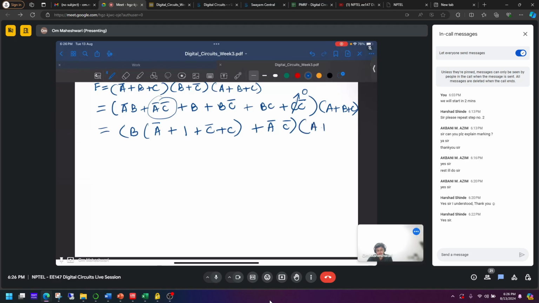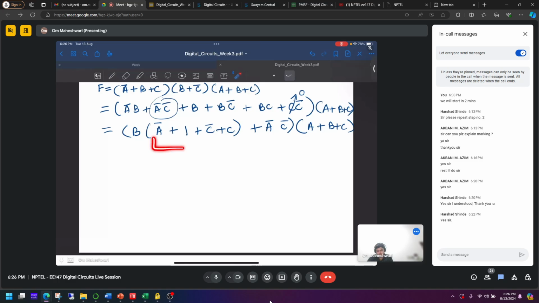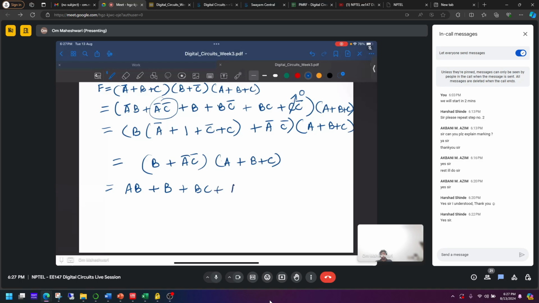this whole is multiplied with A plus B plus C. So here what you have is 1 plus some terms. So 1 plus all terms will be 1. So you will get B plus A bar C bar into A plus B plus C. Now again multiply, you will get AB plus B plus BC plus A bar AC plus A bar BC bar plus A bar C bar. So I've just multiplied each term.